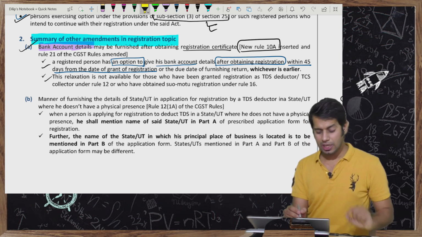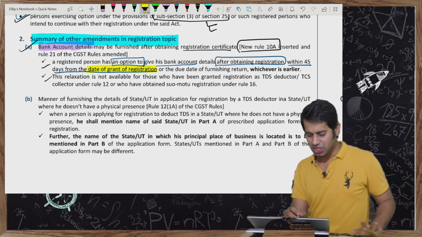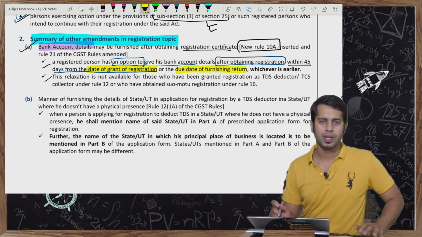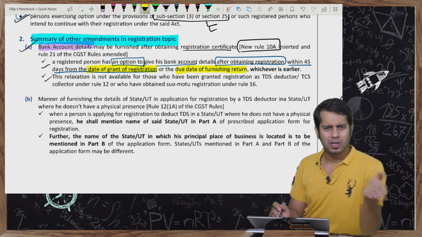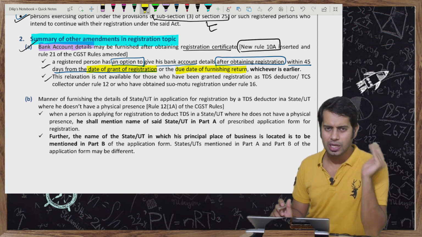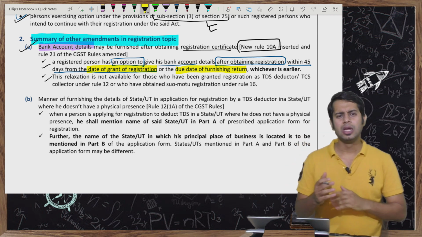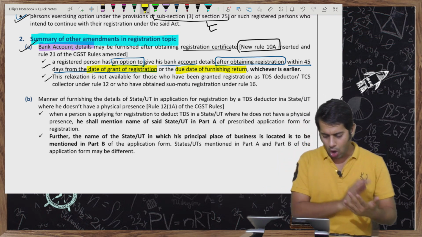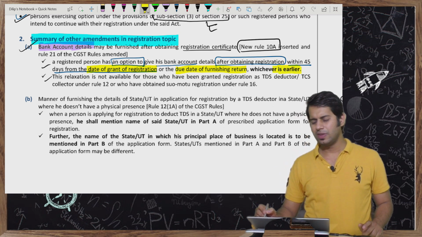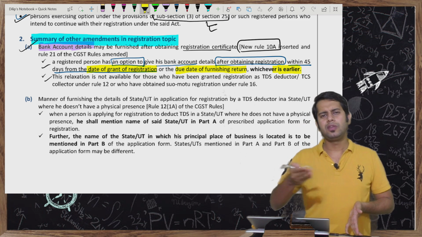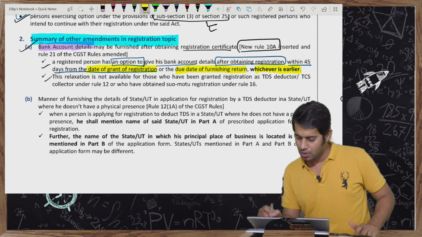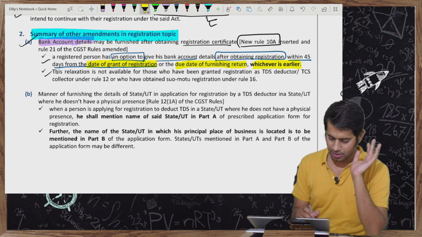When should I give it? I should give it within 45 days from the date the registration has been granted to me, or within 45 days from the due date of furnishing return. Say you obtained the registration in the month of October. You are required to file the return by 20th of November. So within 45 days of 20th of November, or within 45 days from the date of grant of registration, whichever is earlier. So if the registration is given to me today, within 45 days from today I should furnish the bank details. Okay.